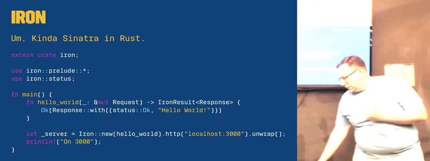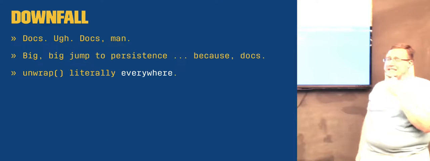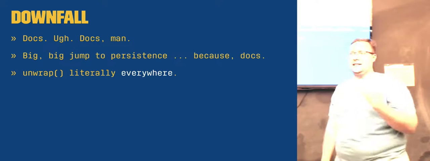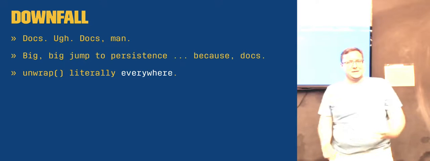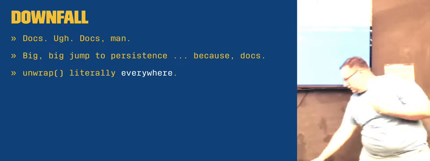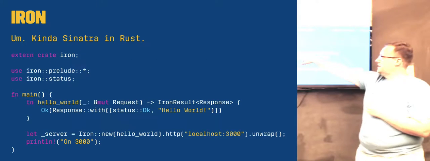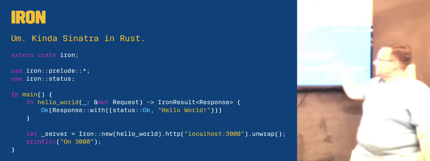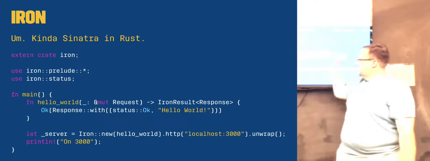The problem I ran into with Rust is documentation. There isn't a lot, and it's not very good. You can tell it's intended to be a systems language, and so it's all written by systems people. And then there's a big jump from this, which is actually fairly simple, like hello world, and it takes a request object and it returns a response. And then we go with text.